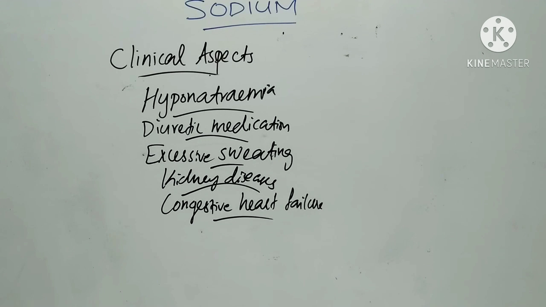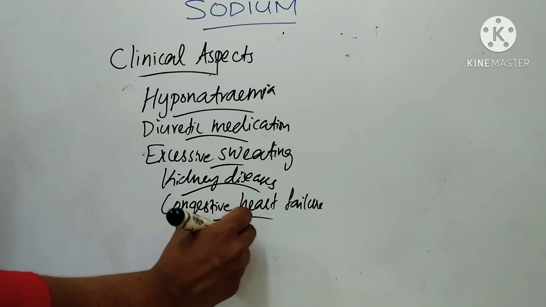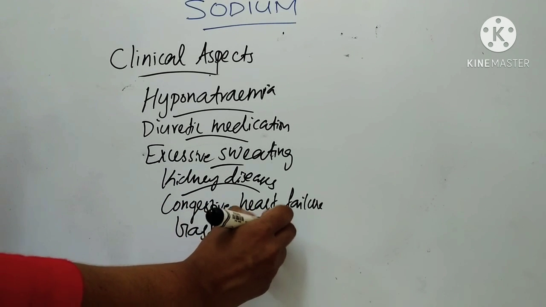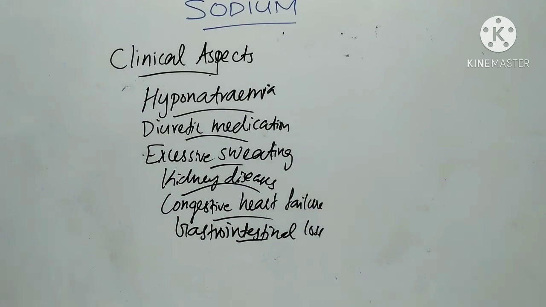Next one is gastrointestinal loss. Prolonged and severe diarrhea results in reduced sodium or chloride levels in plasma and extracellular fluid. This causes hyponatremia. So these are all about sodium.